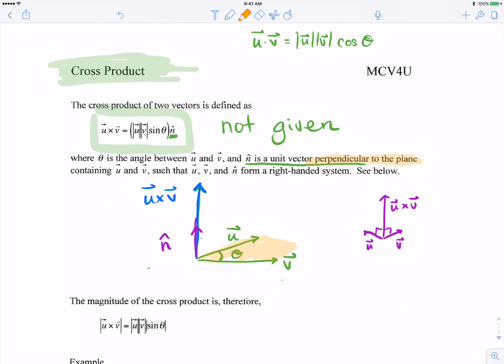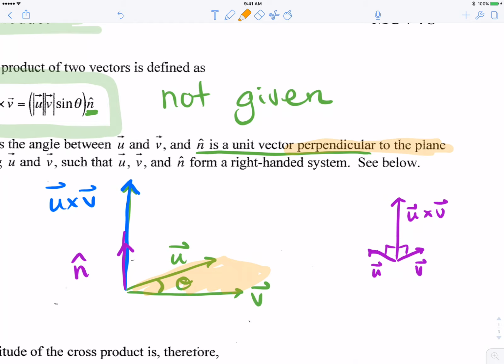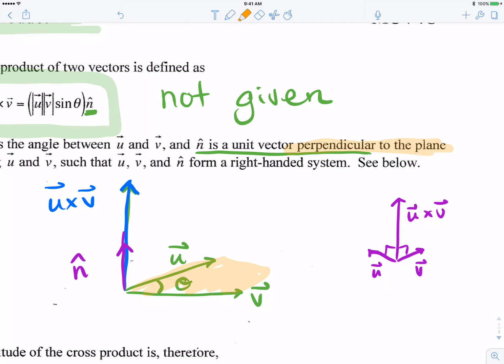So on the purple one you drew, the cross product is perpendicular to the line you didn't draw, right? So here, are those the right angles? Yeah, so here this is a right angle, and that's also a right angle. It's just hard to draw because it's right on top of each other.